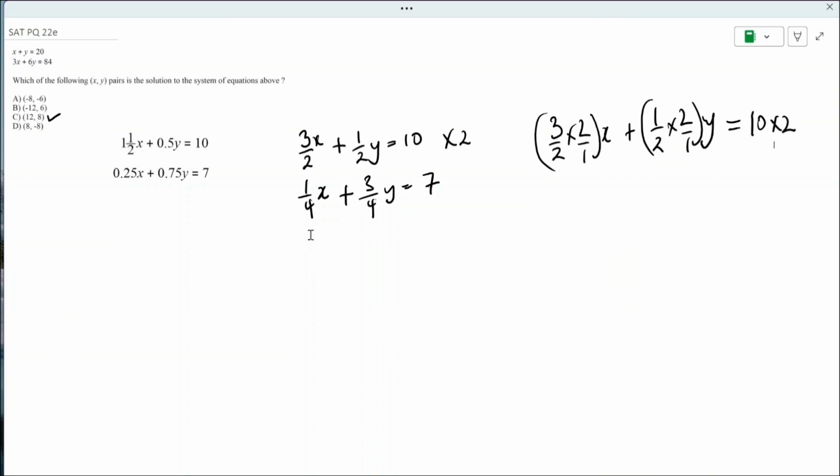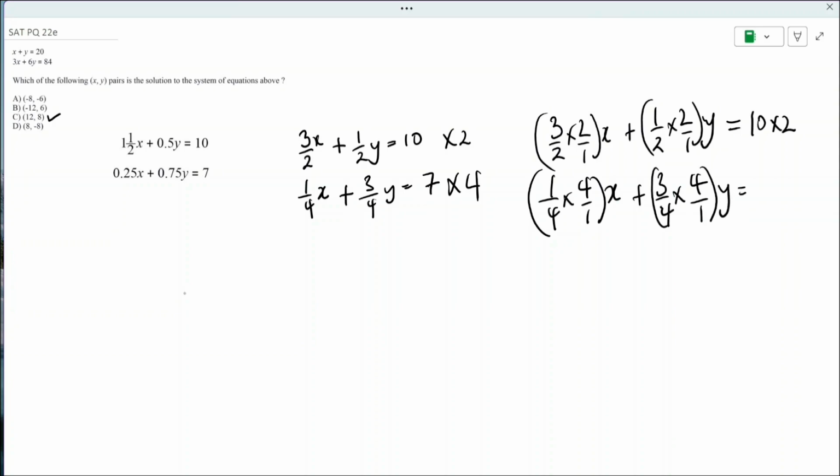For equation 2, we have the denominators as 4 and 4. The LCM of 4 and 4 is 4. So we multiply equation 2 by 4. We have 1 over 4 times 4 over 1, with the x plus 3 over 4 times 4 over 1, in bracket the y equals 7 times 4. For equation 1, you can say 2 cancels 2, you'll be left with 3. You have 3x plus 2 cancels 2, you'll be left with 1, plus 1y equals 10 times 2, that's 20.